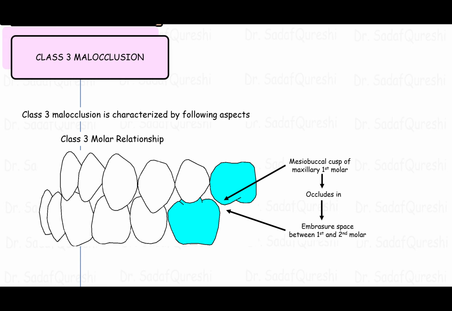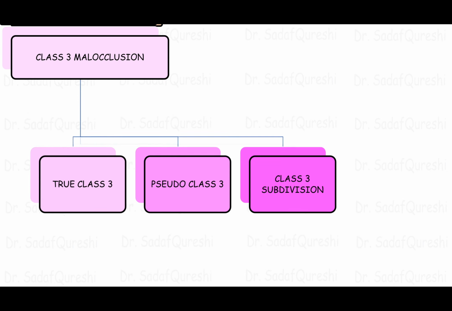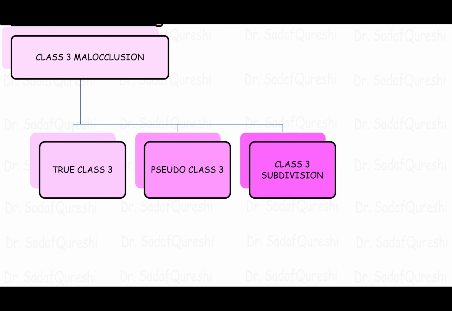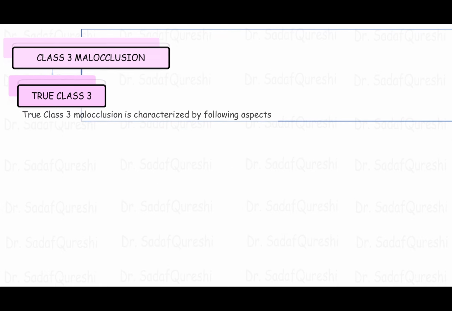You need to memorize this relationship because in class 3 subdivision, that is true class 3, pseudo class 3 and class 3 subdivision, all of this molar relationship will be repeated because they all are having the same class 3 malocclusion molar relationship. So as we know, class 3 malocclusion is further classified into three categories: true class 3, pseudo class 3 and class 3 subdivision. So we will start by true class 3.